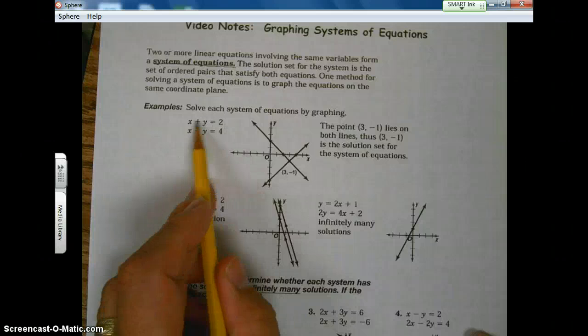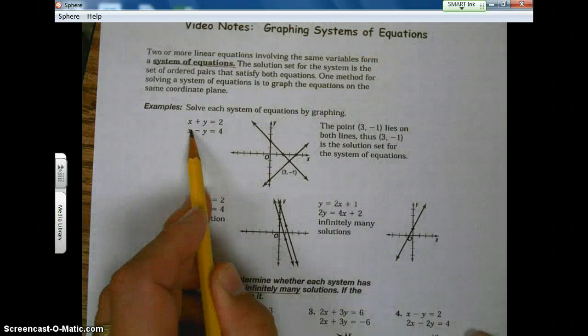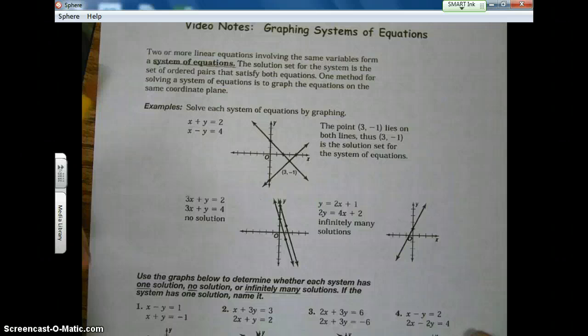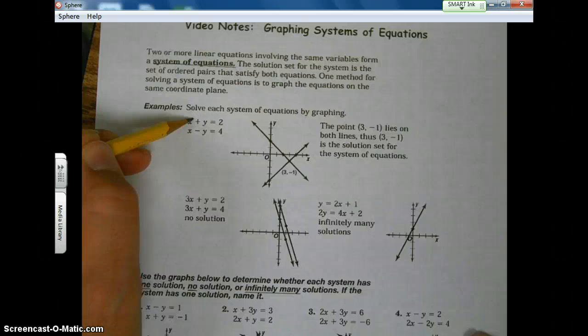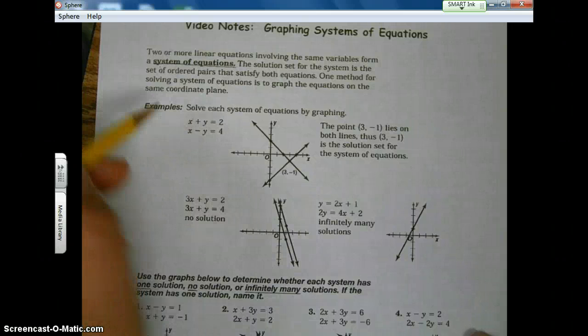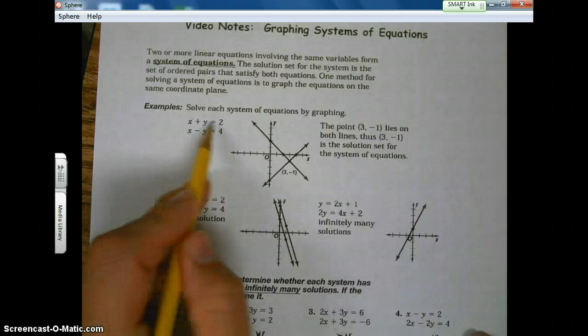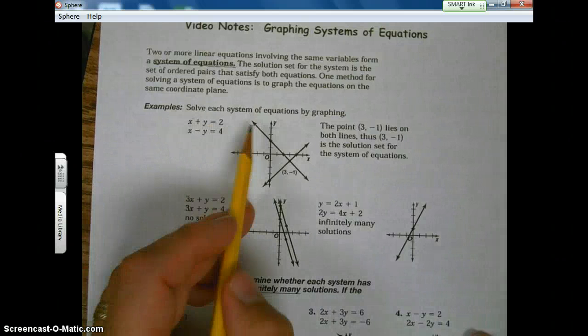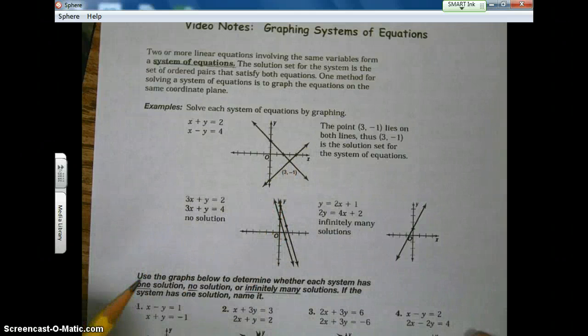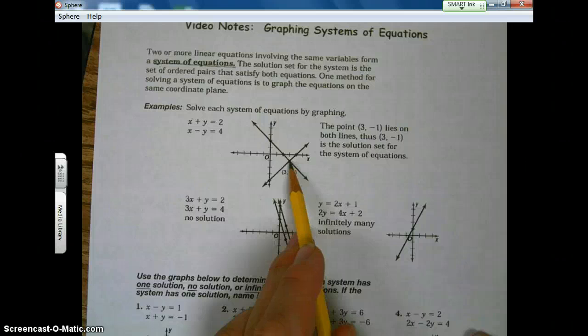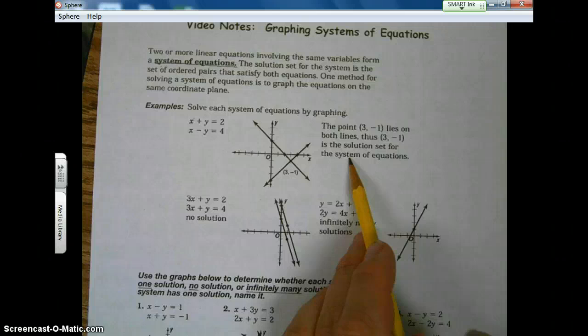Here we have two equations. They're both linear because x is to the first power. Remember, when x is to the second power, it's quadratic. But here x is to the first power. These are both linear, so they're both graphed here. Both lines are graphed, and the solution is the point where they intersect, which is (3, -1). That is the solution set for the system of equations.